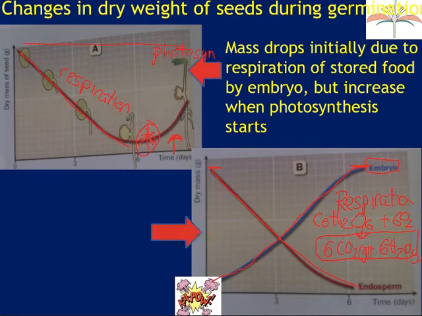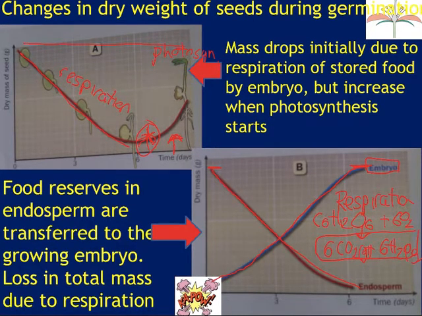So the reason why you're getting one decreasing and one increasing is because the food reserves are going to the growing embryo, and the loss in the total mass is due to respiration, and it's the CO2 and the H2O that are going to be excreted.